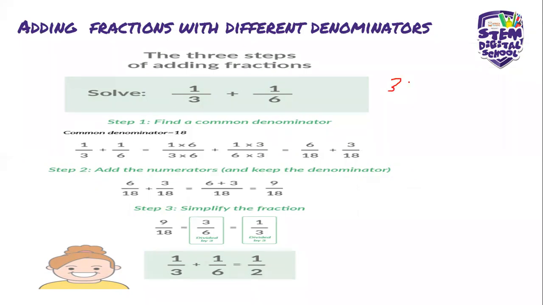3 times 6 is equal to 18. So a nice neat trick is to say times 6, times 6. Whatever you do to the bottom, you must do to the top. Times 3, times 3. Then all you do is get results for your answers.